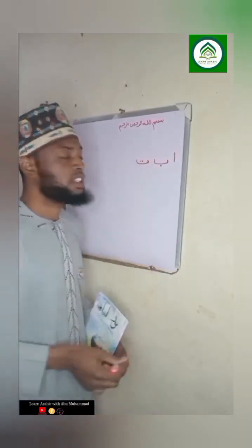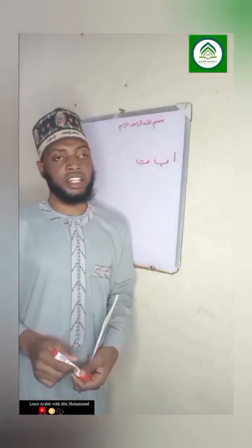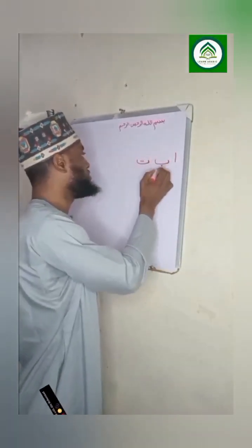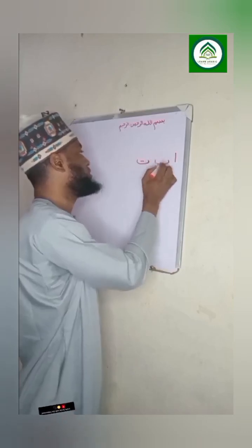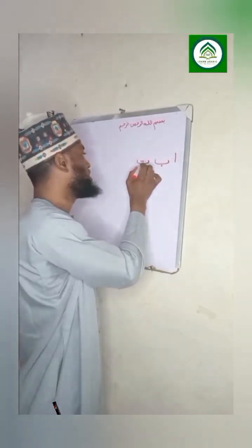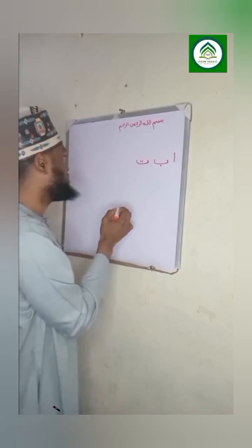This letter is called Ta. You know, it has the same shape as this one, but they are different in their name and in their pronunciation. This one is pronounced as Ba, and this one is pronounced as Ta. Now let us move to the next letter.